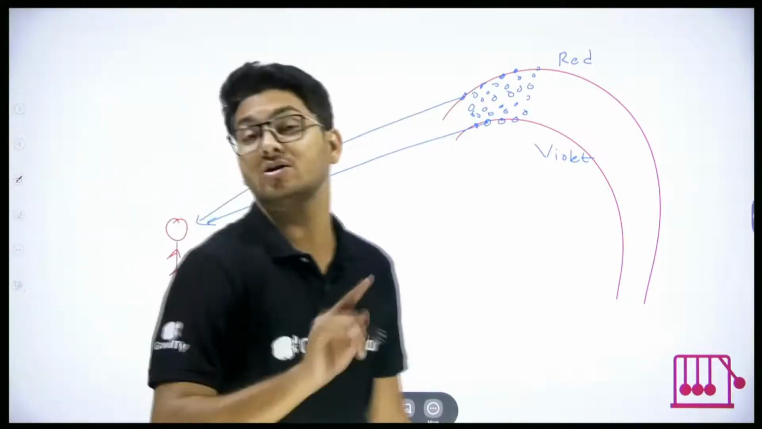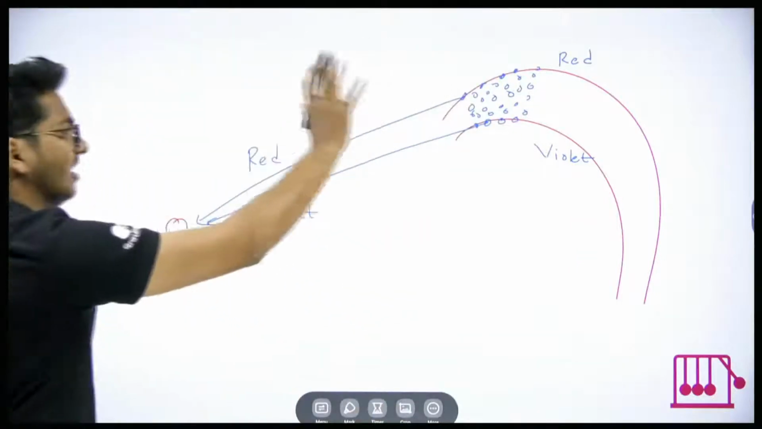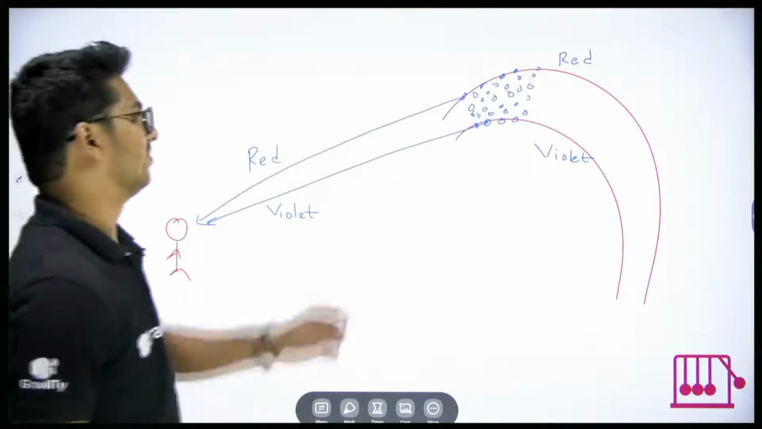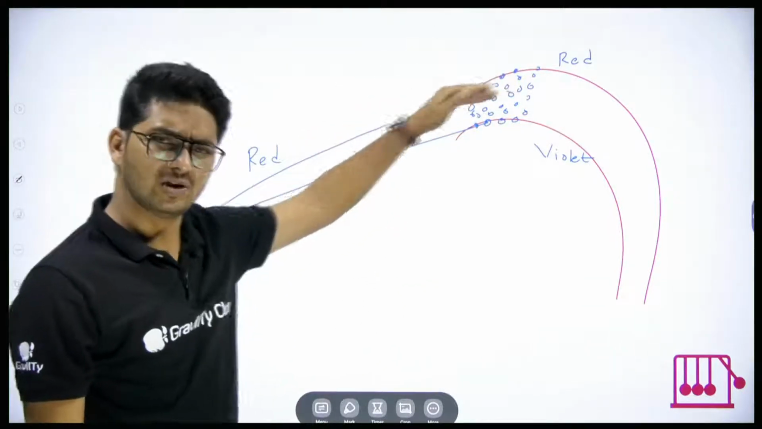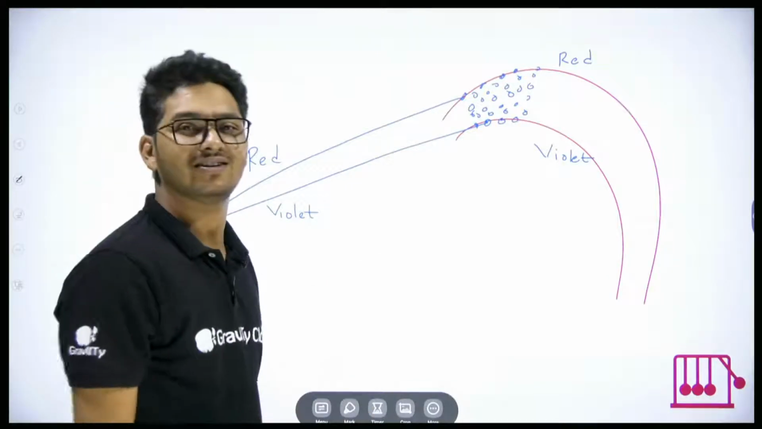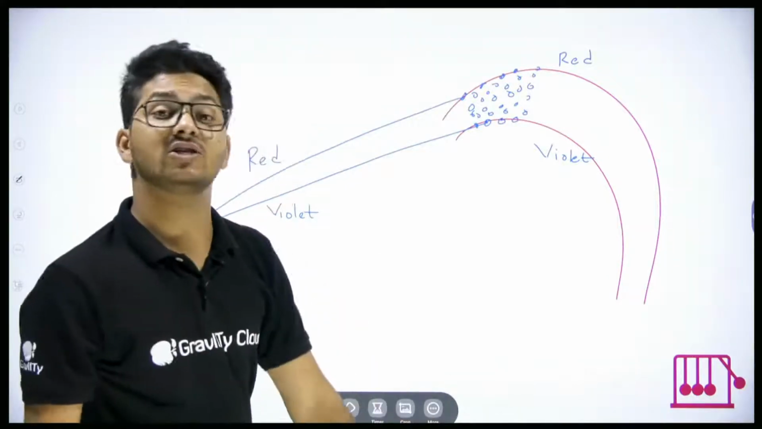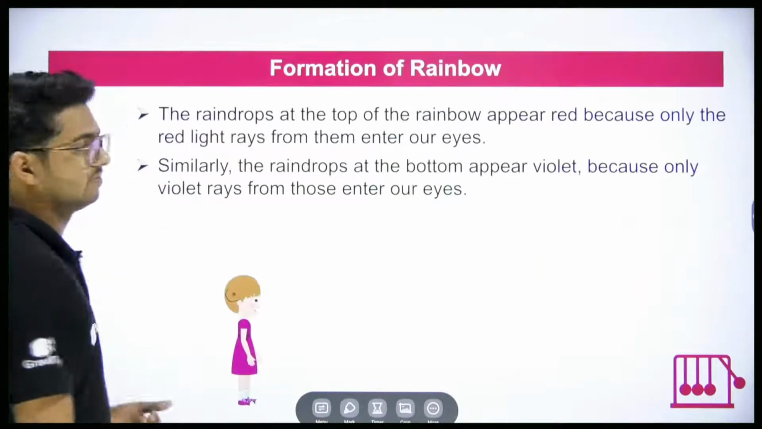So one drop is not sufficient. We need multiple drops. There will be many drops wherever the rainbow occurs. From one drop you get one color. Generally from the top you get red color, and from the bottom you get violet color. So one drop is not at all sufficient. We need many drops.